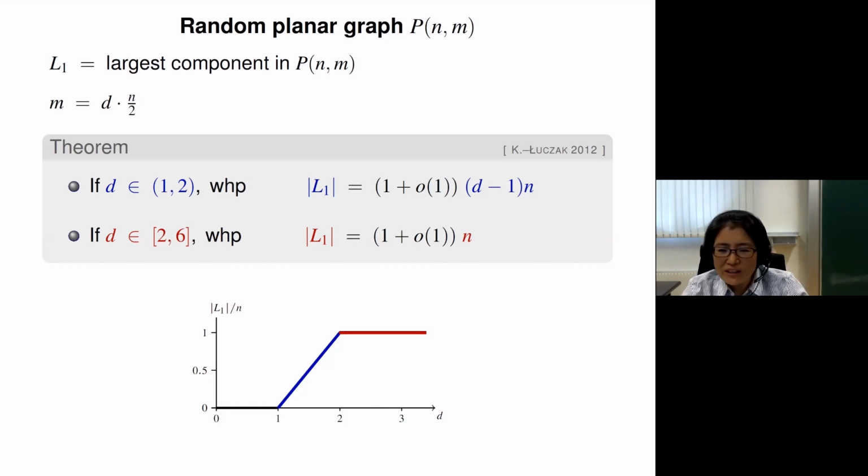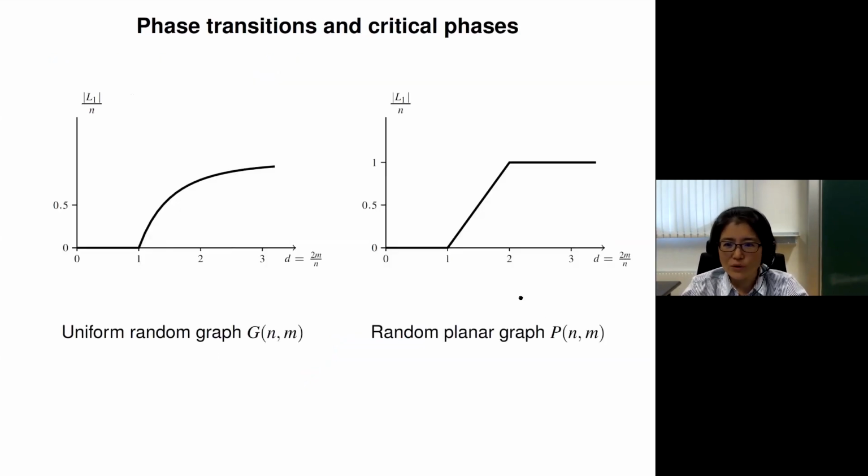A natural candidate is, of course, the class of graphs that are embeddable on a sphere. This is a summary. I had this picture and then I forgot that I had this picture. This is the clear distinction between GNM and PNM.